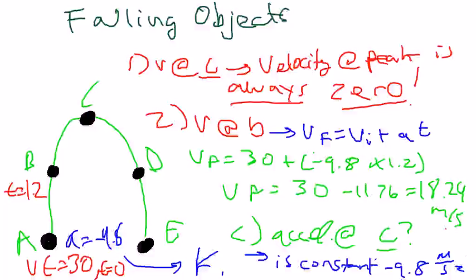And the final question is what is the acceleration at point C? And as we know, acceleration is always a constant, so the acceleration at point C is negative 9.8 meters per second squared.